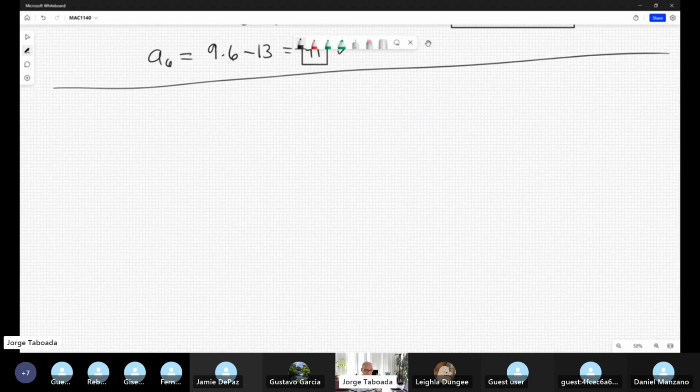Number 7 is similar. In number 7, A1 is 0. The common difference is 1 over 10, decimal, no fraction. I need to find A sub n and A sub 27.